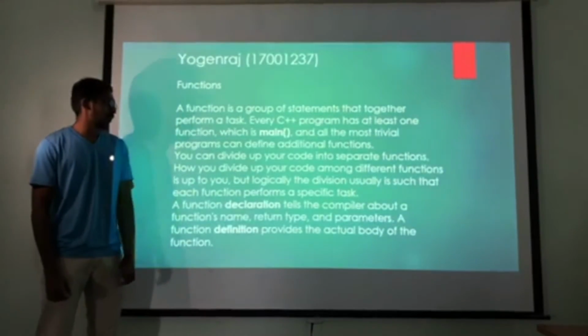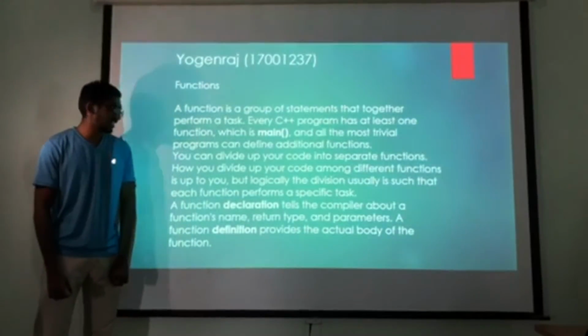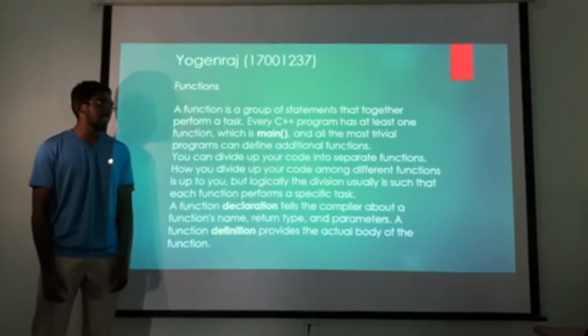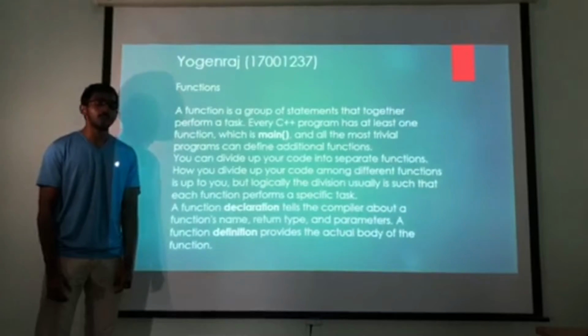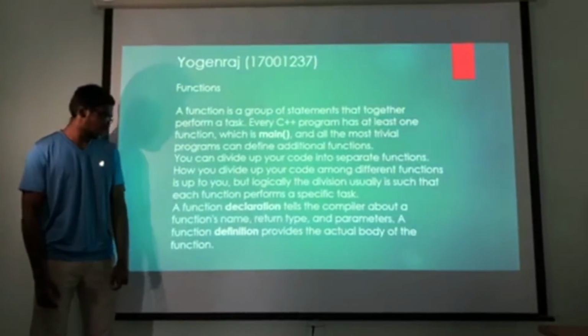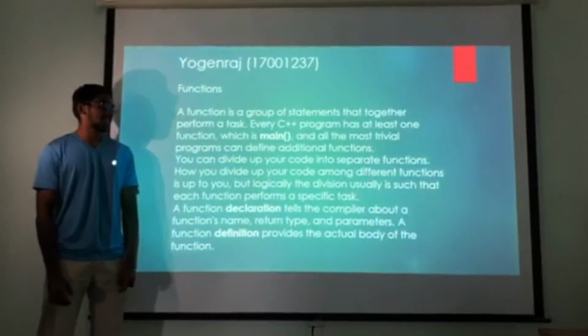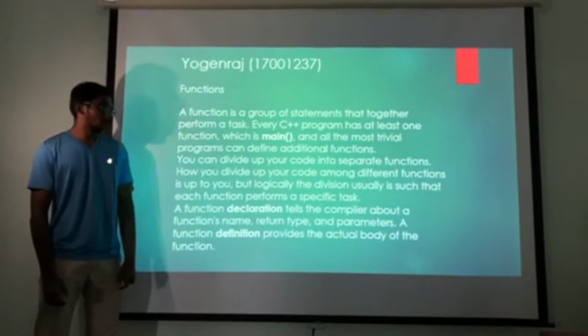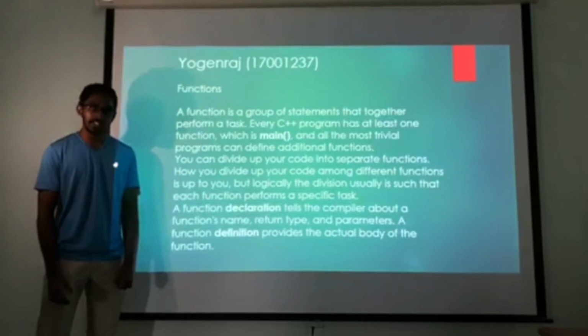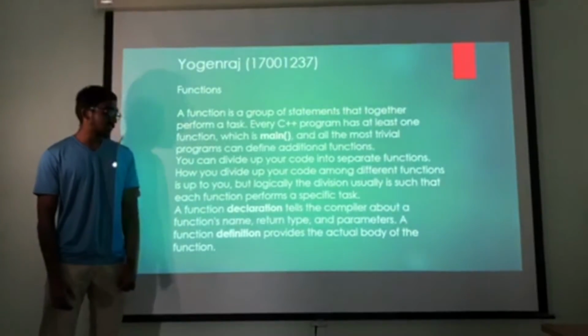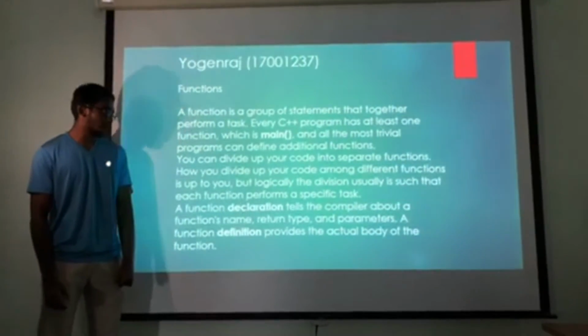How you divide up your code among different functions is up to you. But logically, the division is usually such that each function performs a specific task. A function declaration tells the compiler about a function's name, return type and parameters. A function definition provides the actual body of the function.